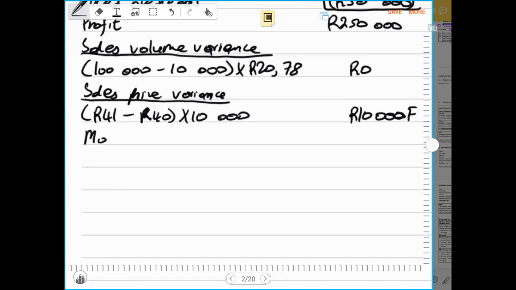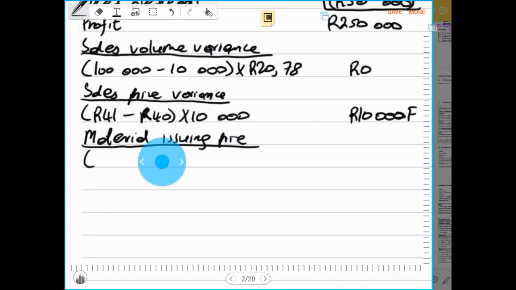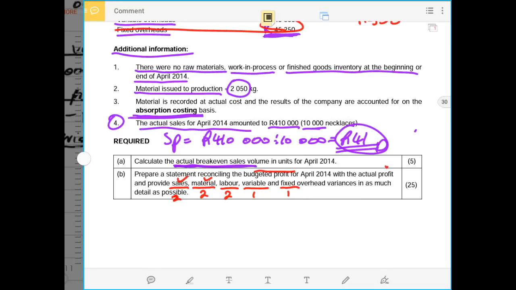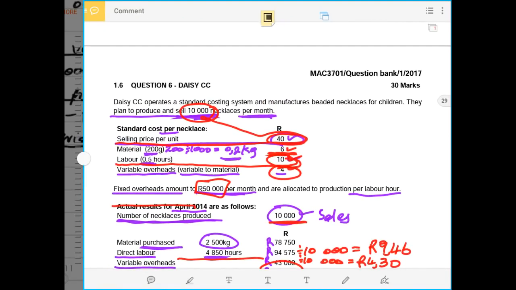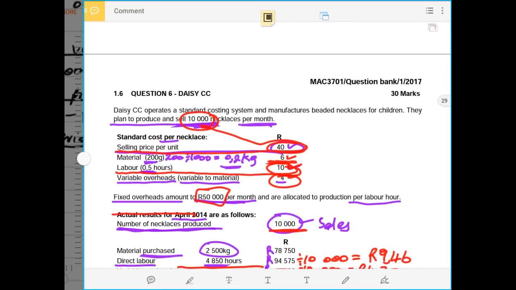So we do material issue price, or material issuing price. Then under material issuing price, we will have our standard price of our material. Let us go and look for the standard price of our material. And our standard price of material per kg, our standard price of material per kg.